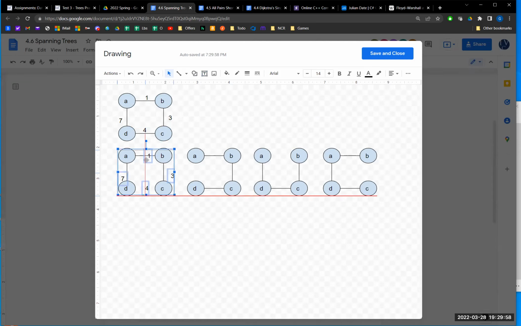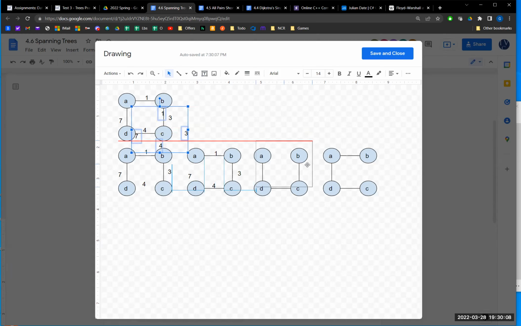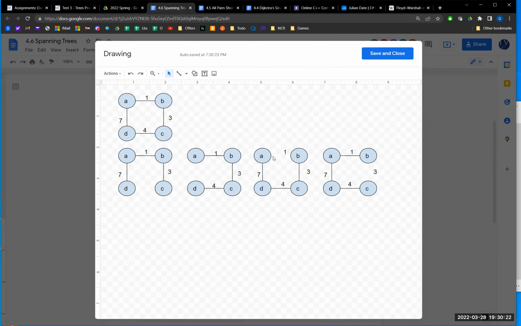When we go ahead and remove edges here, now we're going to start getting some differences between these spanning trees. All right, so we killed the 4 on that one, we killed the 7 there, killed the 1, and we killed 3.